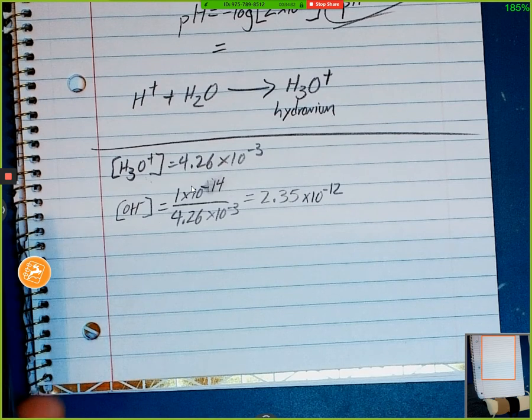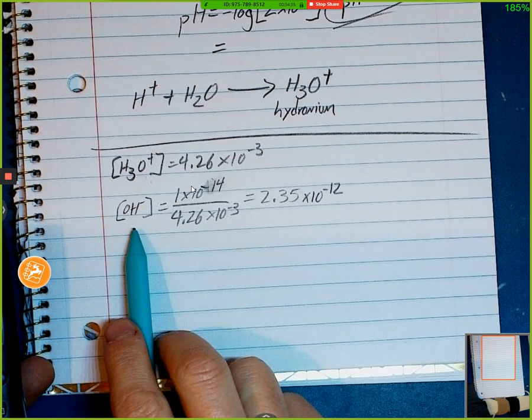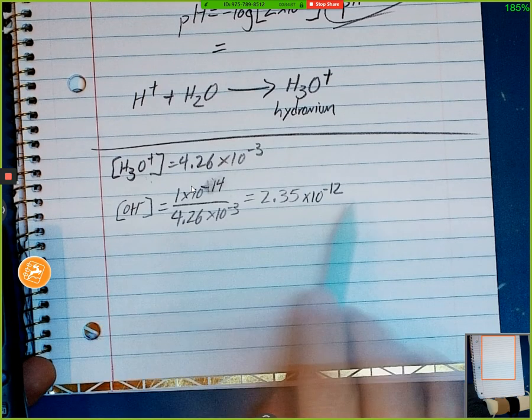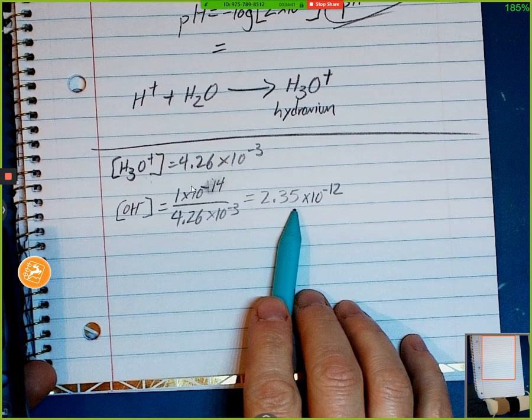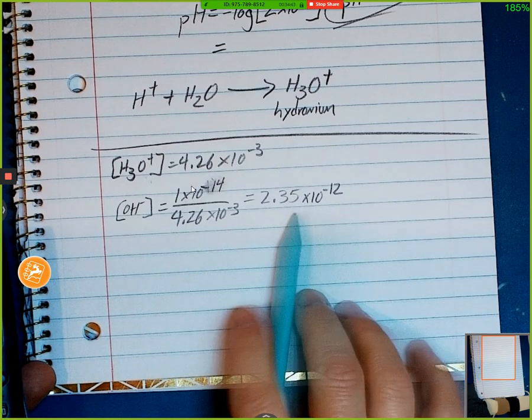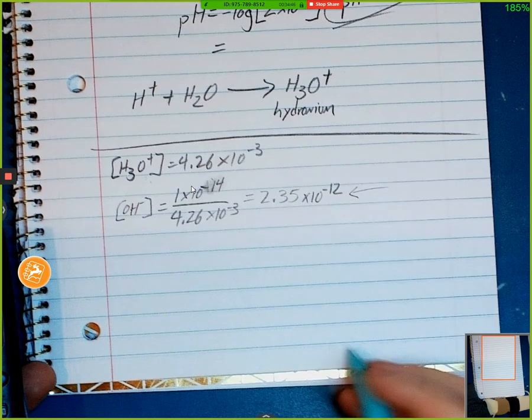So that tells me how many hydroxide ions are floating around in there. Now, if you're looking just at these two numbers, and if I was to ask you which number's bigger, your brain wants it to be this number right here, right? Because you're like, well, 12 is bigger than 3, so that's the bigger number.